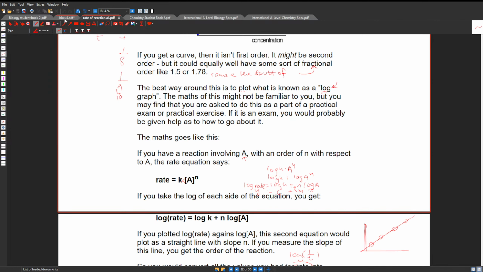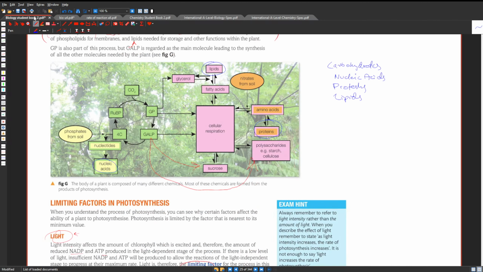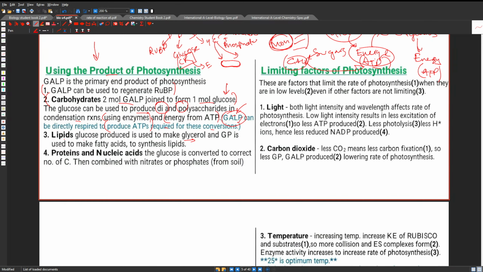Glucose is used to make glycerol. GP makes glycerol. Glycerol makes lipids. I'm not sure what's going on here. Is it glycerol to glucose? What is glycerol? GP is used to make fatty acids. Okay. I'll just put this as a star because I have no idea.